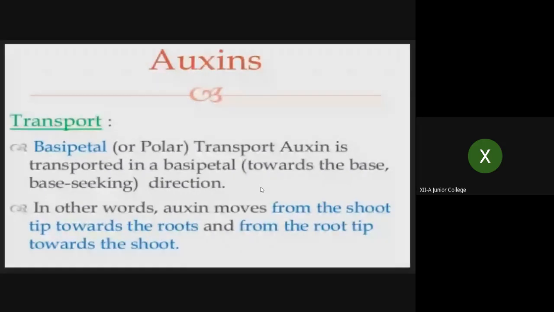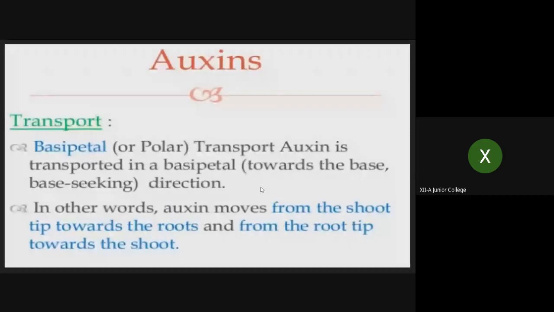Basipetal transport of auxin is what? Basipetal. That means towards the base. That is the base-seeking direction. In other words, auxin moves from the shoot tip towards the roots and from the root tip towards the shoot.